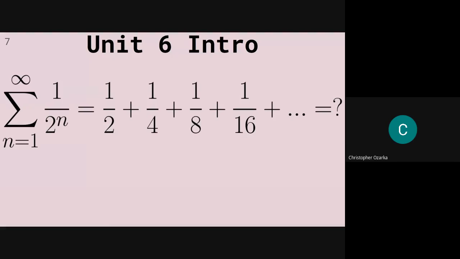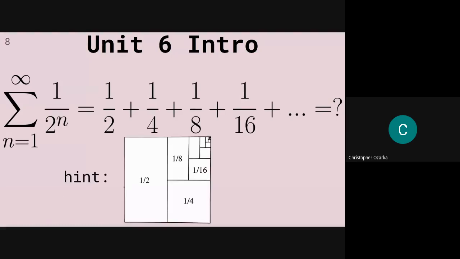And the only way that I can think of to have this make sense, because you're adding infinitely many things, is to just give a hint. Okay, so here's a hint right here.